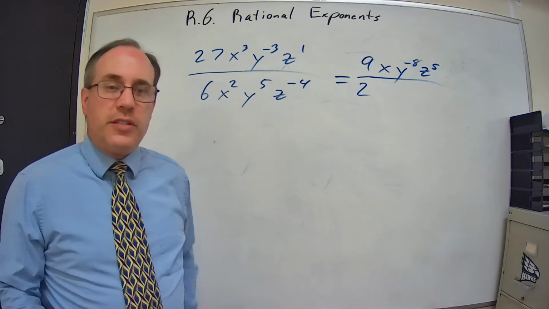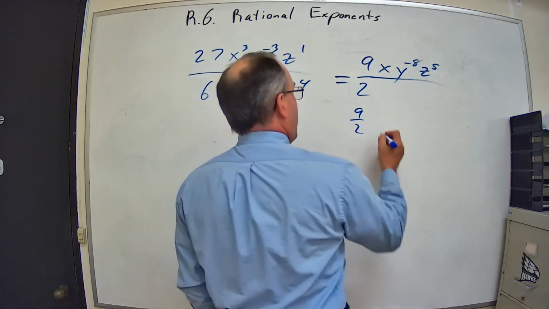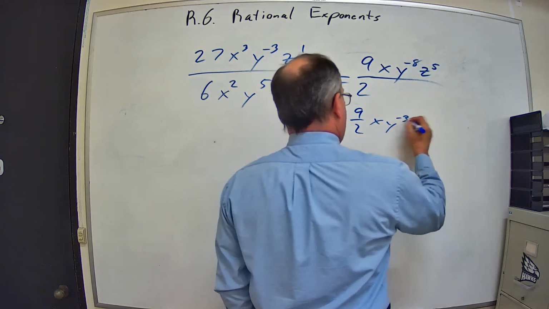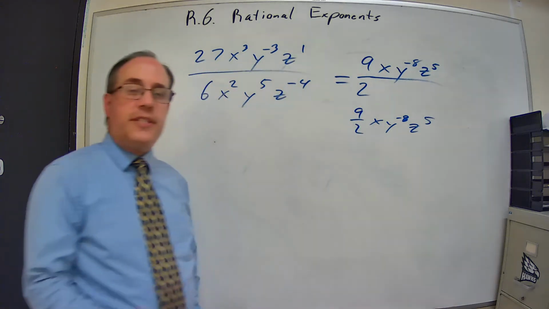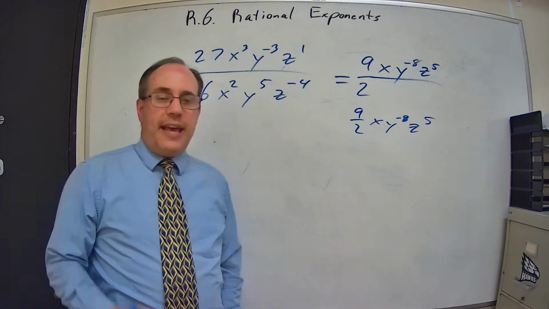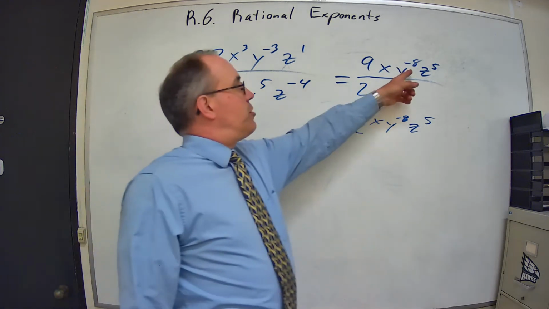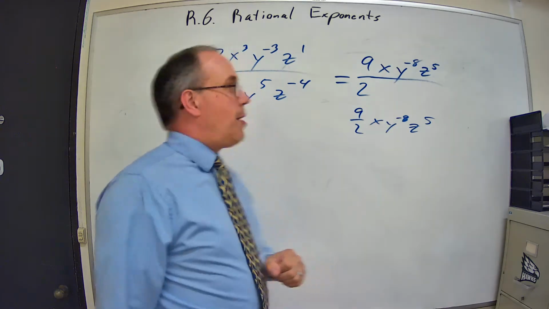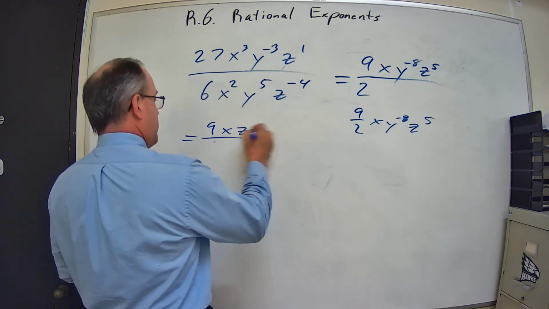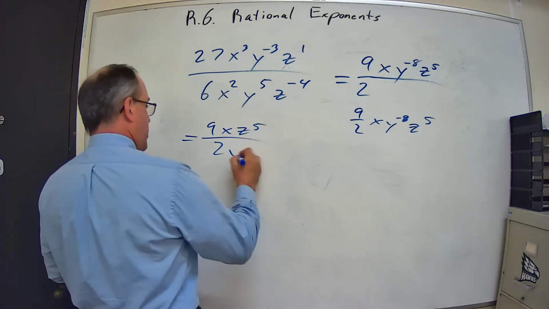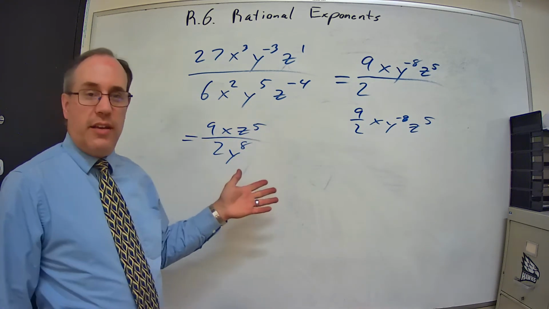And if we were fully simplifying this, that did get us out to this thing where you could say, okay, well, isn't that 9 halves x y to the negative 8 z to the fifth? You could say that, but we do like to have positive exponents. So if we were simplifying this, we really should move this into the denominator. So we say it's 9x z to the fifth over 2y to the eighth. That's our optimal way of writing it.